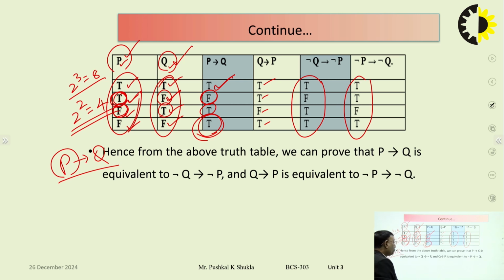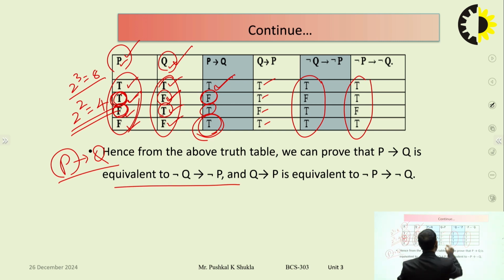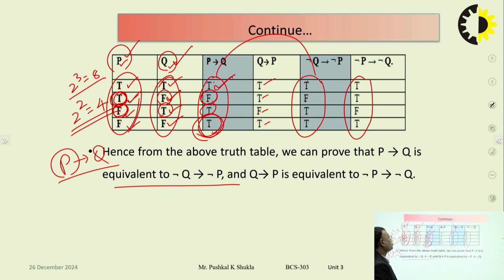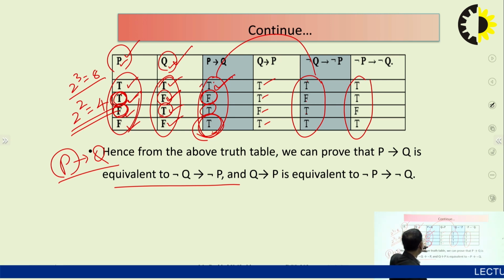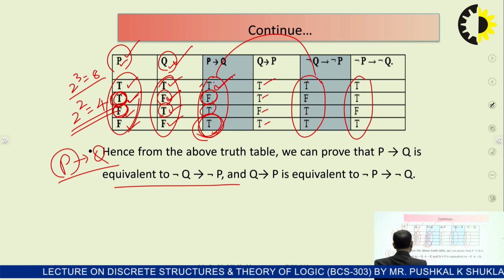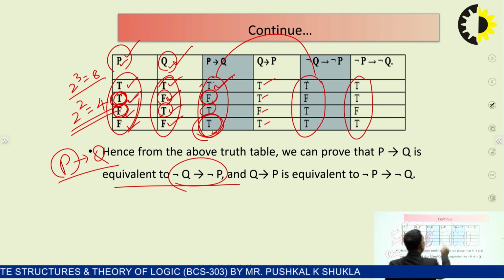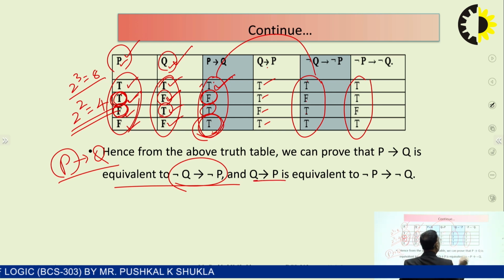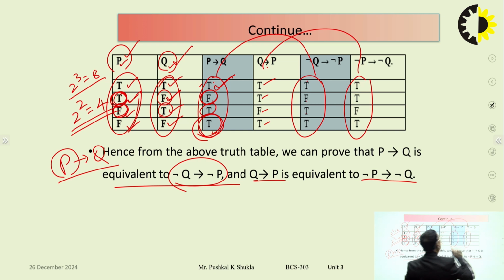So, hence from the above truth table we can prove that P imply Q is equivalent to negation of Q imply negation of P. P imply Q is T F T T and this is T F T T. So, we say these two expressions are logically equivalent because the truth table is coming same. So, this is coming T F T T, again this coming T F T T. So, logically equivalent sentence. So, we can say P imply Q is equivalent to negation of Q imply negation of P, and Q imply P is equivalent to this one.